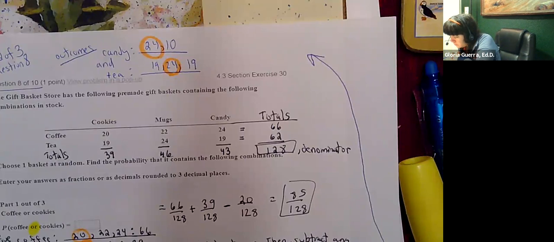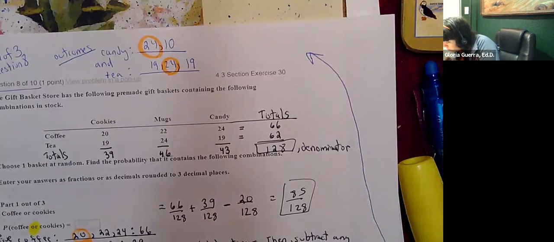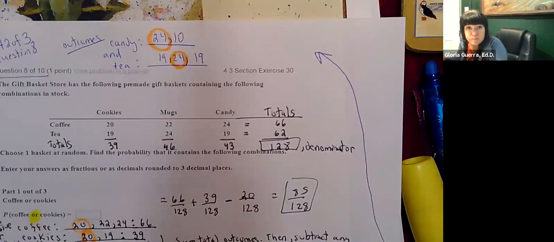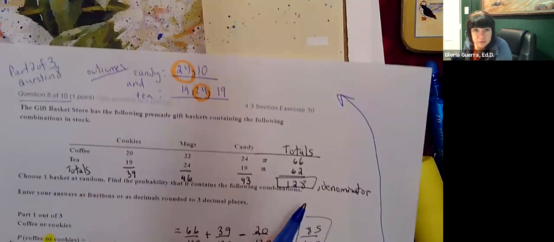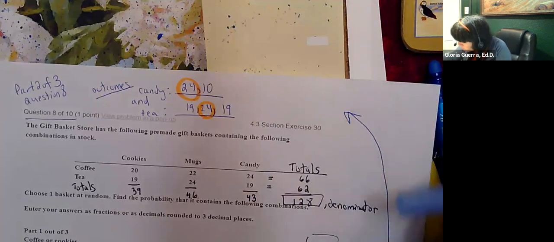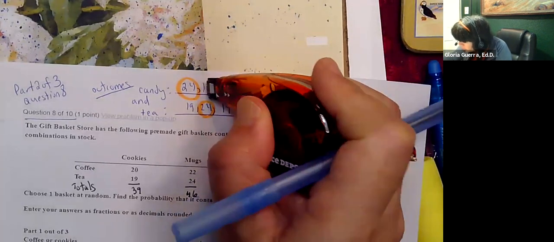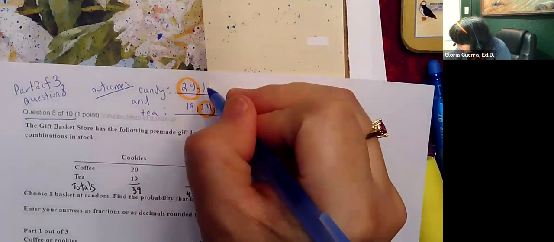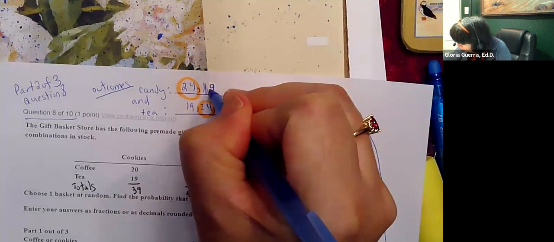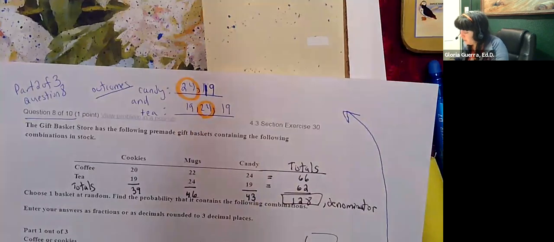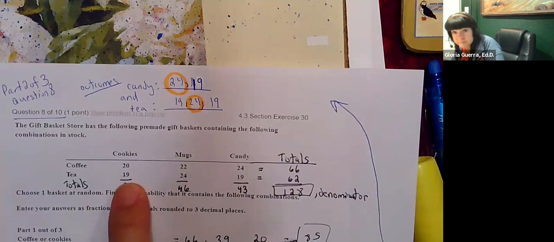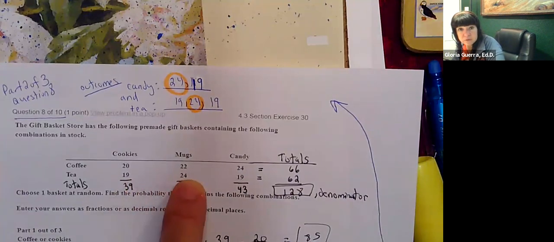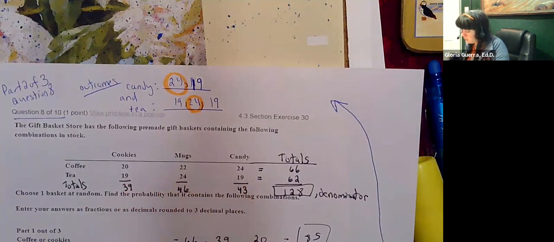Candy and tea. I think I wrote the wrong number down for candy. It's 24 and 19. I think I wrote 24 and 10. Yeah, it's 24 and 19. So just be careful. I made a mistake. Sorry. Okay, 24 and 19. And then the T, look at the T. 19, 24, and 9. Okay, so that's correct.